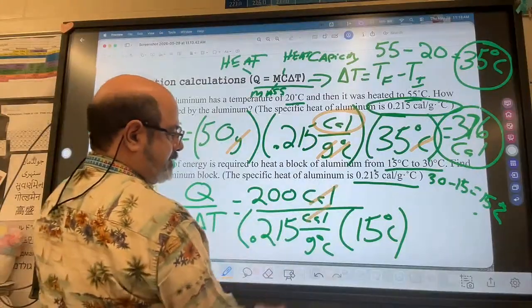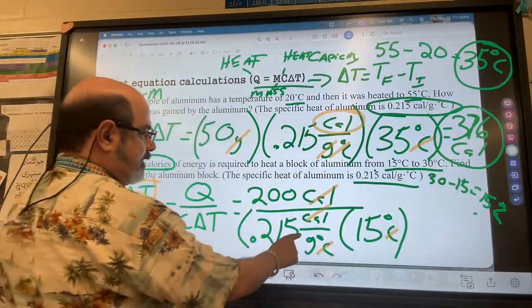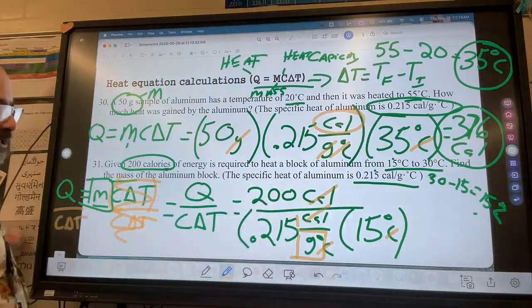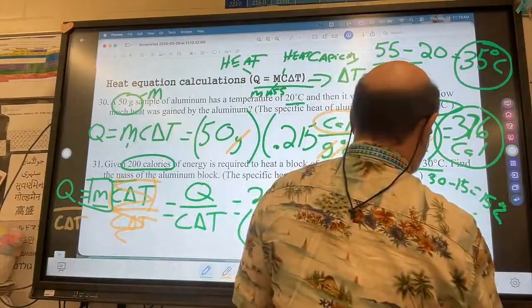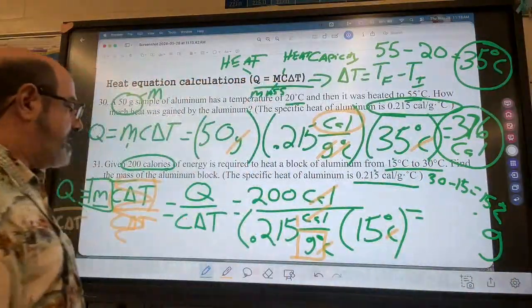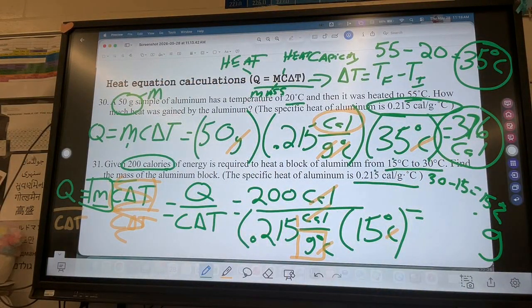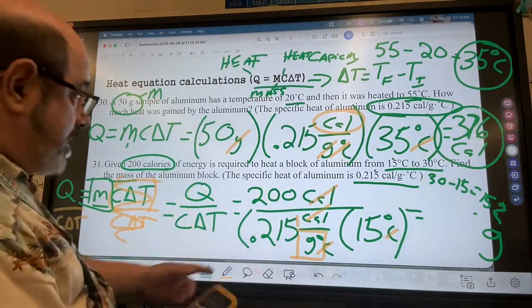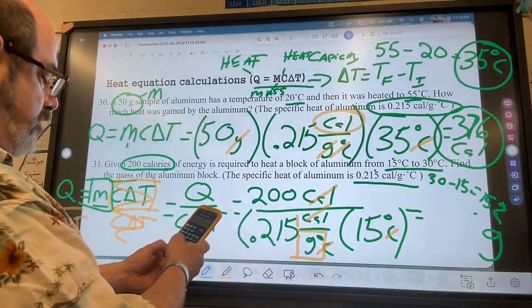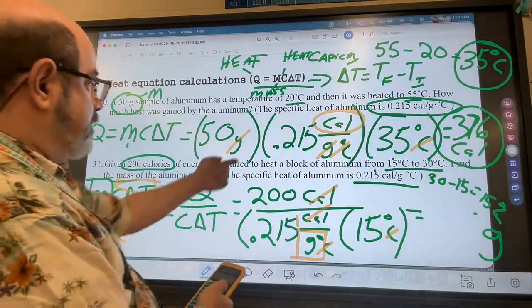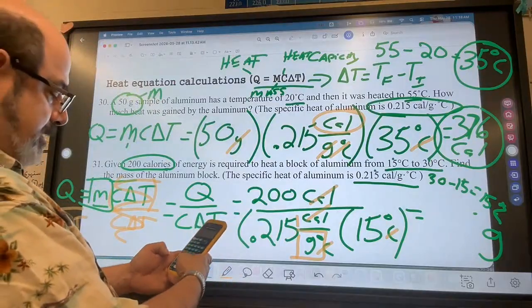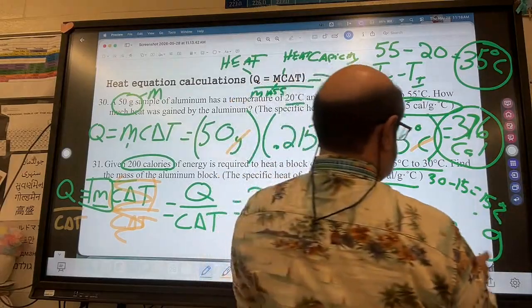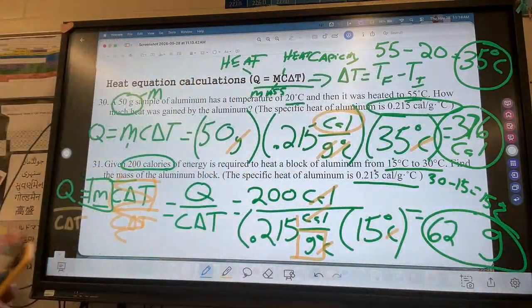Notice units cancel, cancel, cancel, cancel. We're left with g's divided by 1, which is really a g. So g is going to be our units at the end. And to find the numbers, we take out our calculator and push the buttons. So we got 200 divided by the 0.215, and then divide that by 15. And we get 62.01, rounded off, grams. So that's our unit.